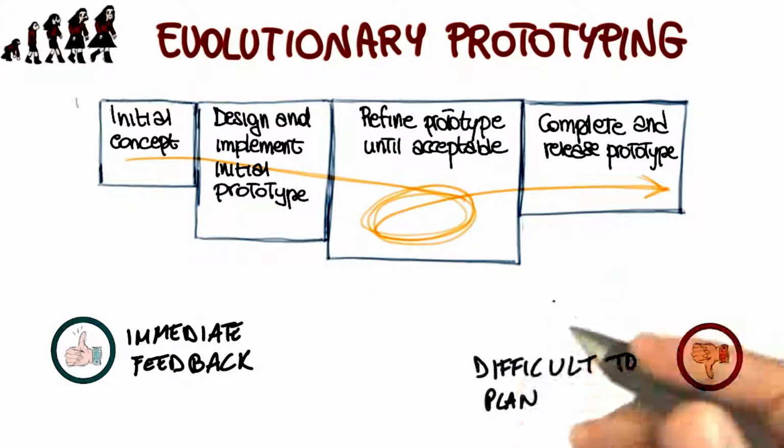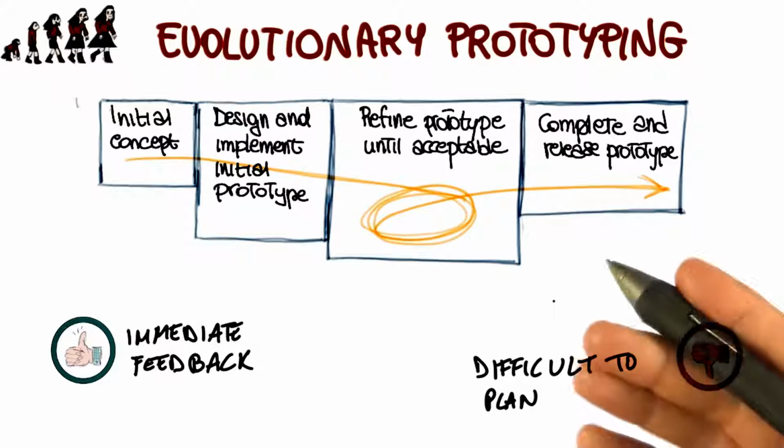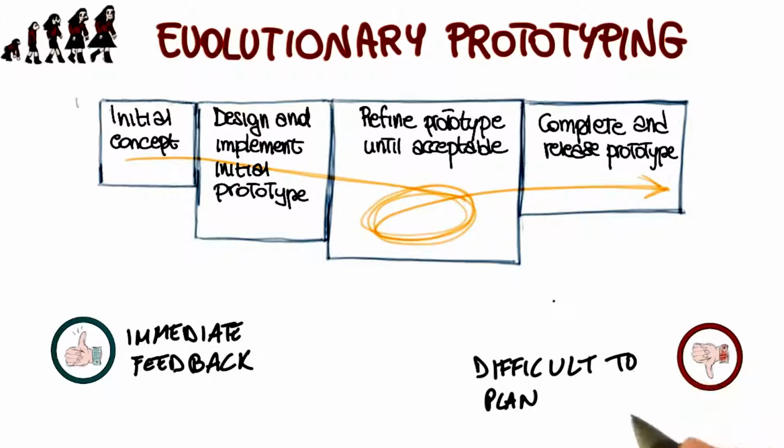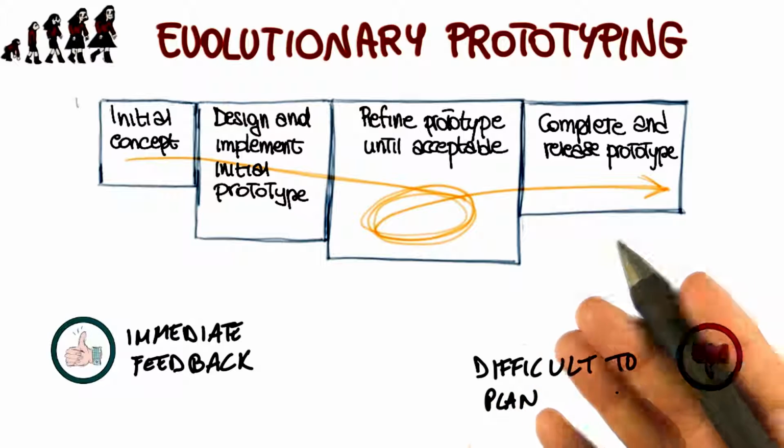The main negative is the fact that it's difficult to plan. When using evolutionary prototyping, it is difficult to plan in advance how long the development is going to take, because we don't know how many iterations will be needed.